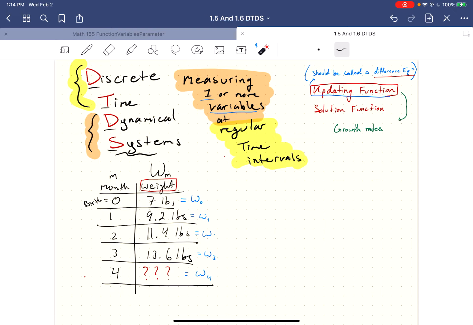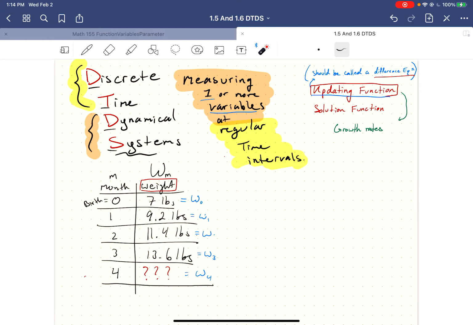But, for example, if I track the weight of some child by measuring their weight every single month after birth, that means I measure the variable of weight every month. So I've measured something at regular time intervals. Congratulations, this is a discrete time dynamical system.